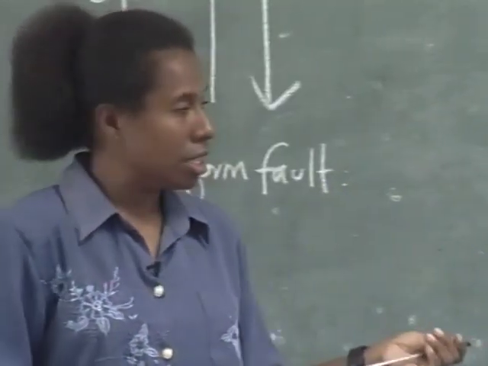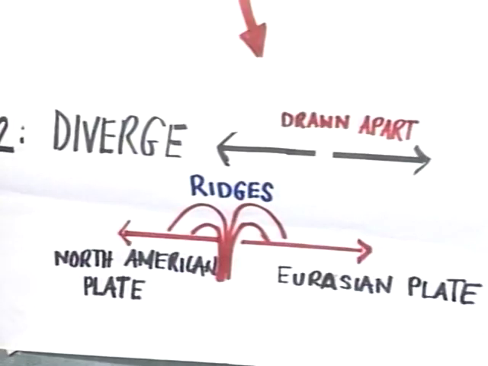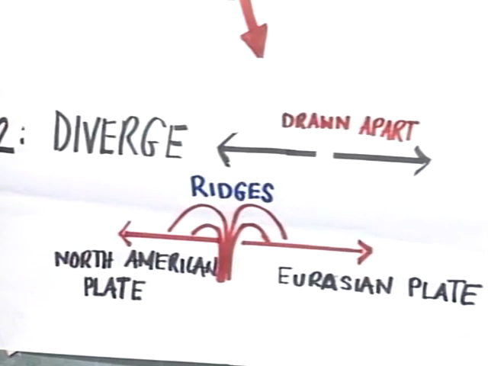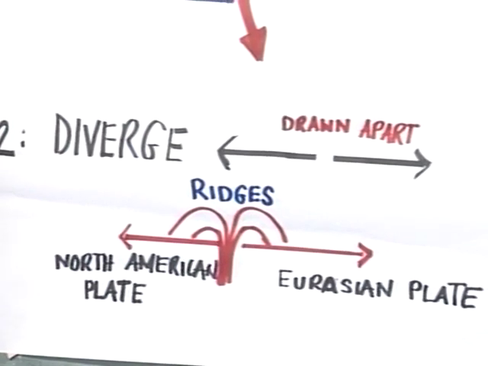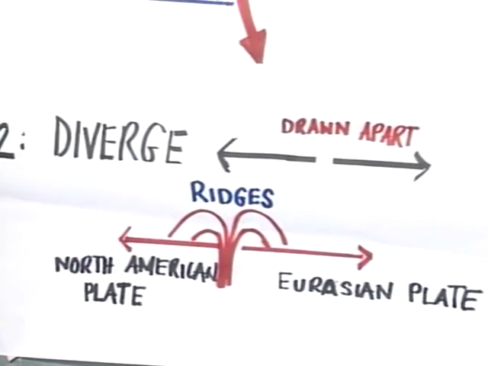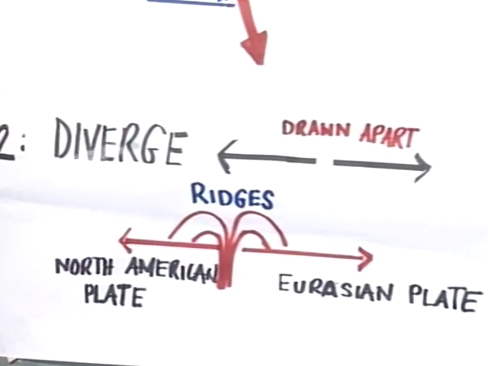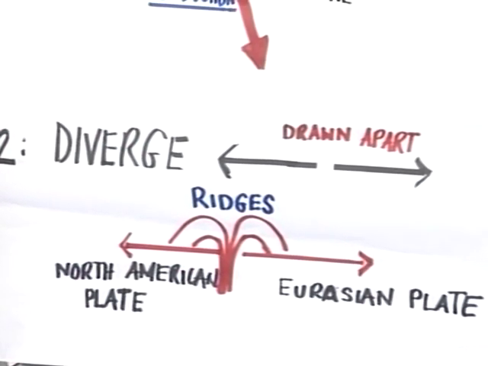The second movement is that of divergence, and when plates diverge, that means they're moving away from each other or they are drawn apart. And the main feature that is created as a result of that movement is the ridge, formation of ridges. Most of those ridges are actually found along the ocean floor. Therefore, they are referred to as mid-oceanic ridges. That would be the common feature which is formed for plate divergence.